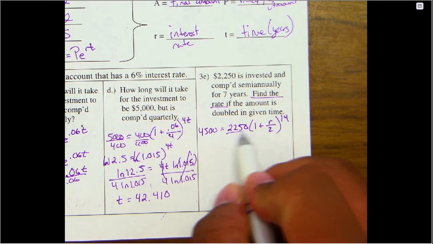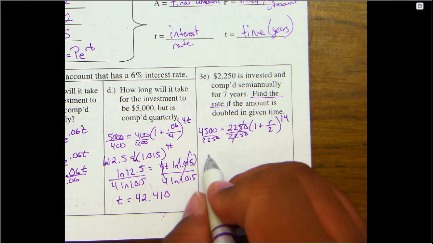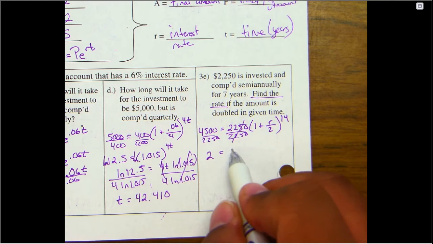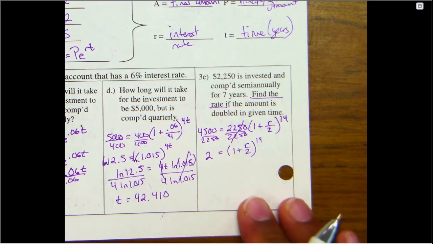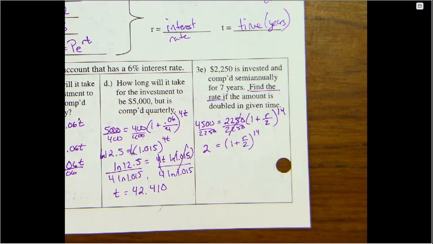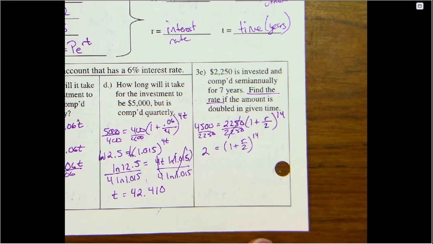First step, divide by 2250. And we know that's 2 because you did just multiply 2250 times 2 to get 4,500. So I have something to the 14th power. How do I get rid of that? Take the 14th root.